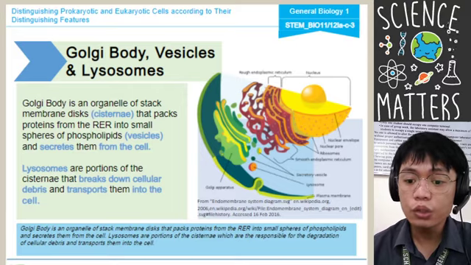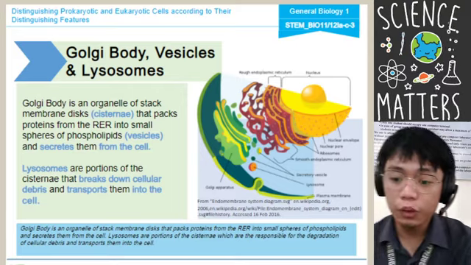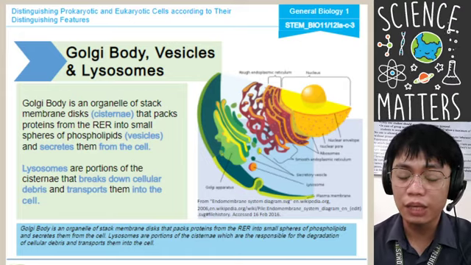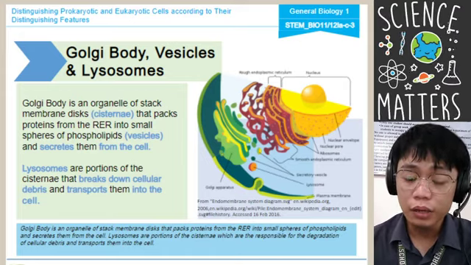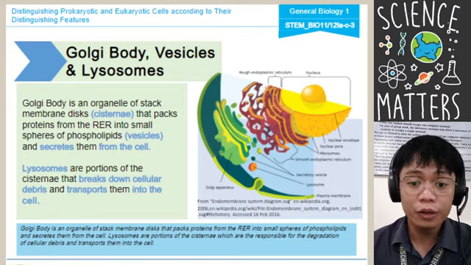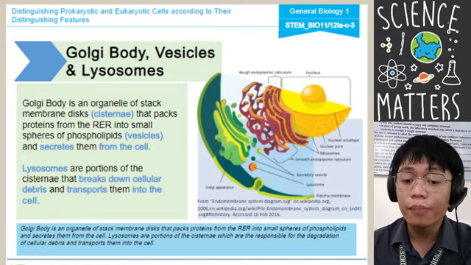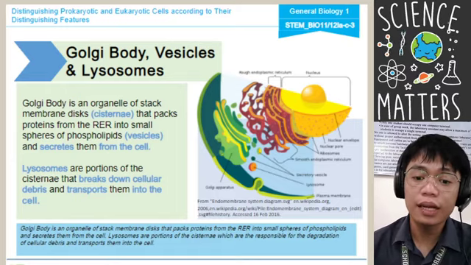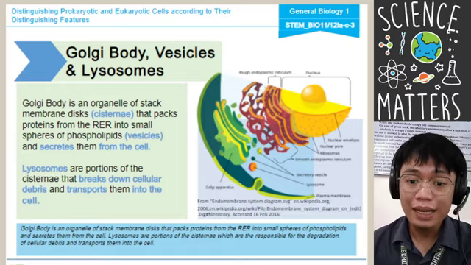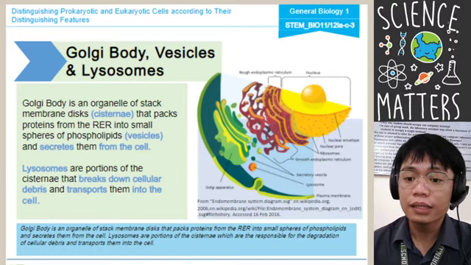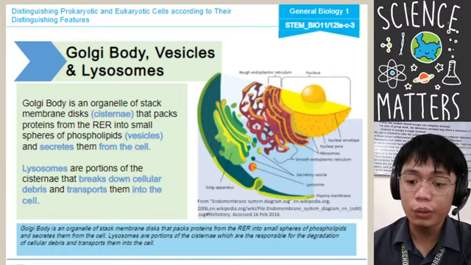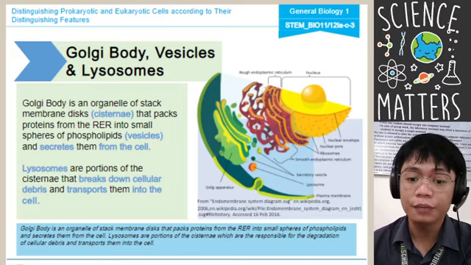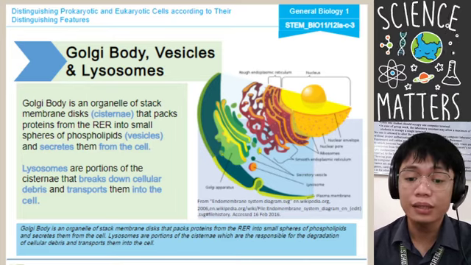Okay, lysosomes are a portion of the cisternae that breaks down cellular debris and transports it into the cell. Lysosomes are also responsible for apoptosis, or the programmed cell death. The programmed cell death is conducted if the cell itself cannot undergo its special function anymore. So the cell itself will die.